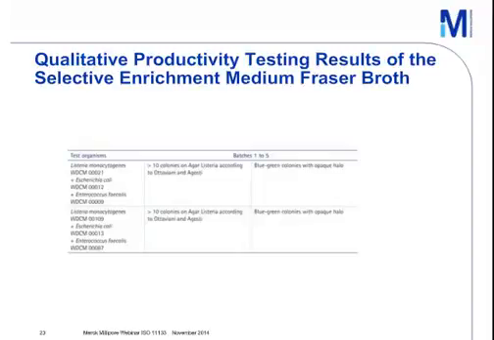We have also tested here in Merck Darmstadt the results of 5 subsequent batches of, in this case, selective enrichment medium, the Fraser Broth, with a mixture of Listeria monocytogenes, all the strains given by the Annex. The mixture in this case is Listeria monocytogenes, Escherichia coli and Enterococcus faecalis. After subculturing on the solid media, more than 10 colonies for all the batches appeared on the agar Listeria according to Ottaviani and Agosti, with blue-green colonies with opaque halo.